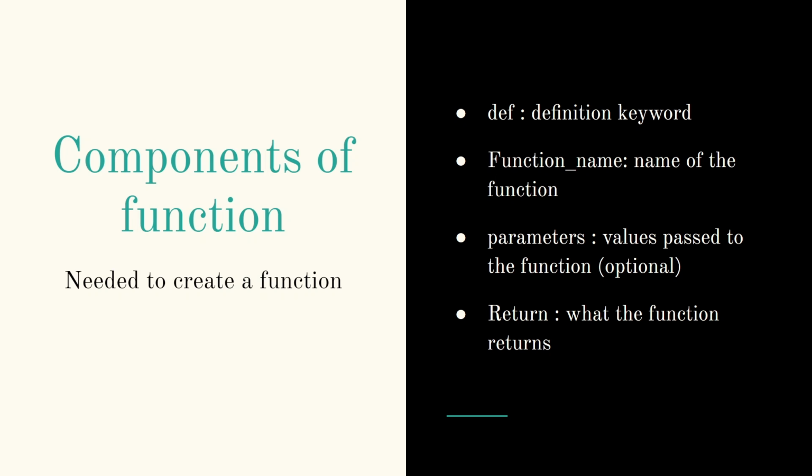Then the next thing that follows is parameters. Parameters are optional in functions. These are the values that are passed into your function, but they are optional. It's not a must that your function has a parameter. Then the return keyword. This is what your function actually returns. Now, without further ado, let us hop into Visual Studio Code and demonstrate all this with practical examples.